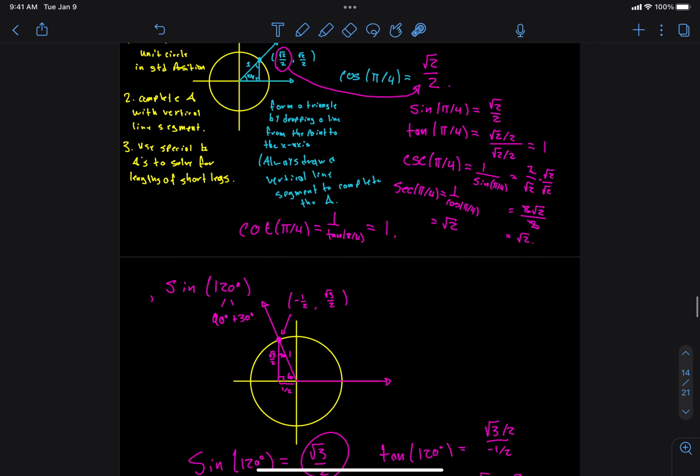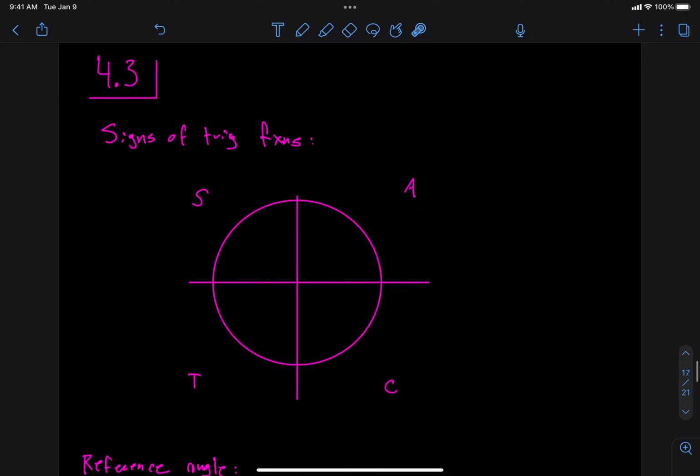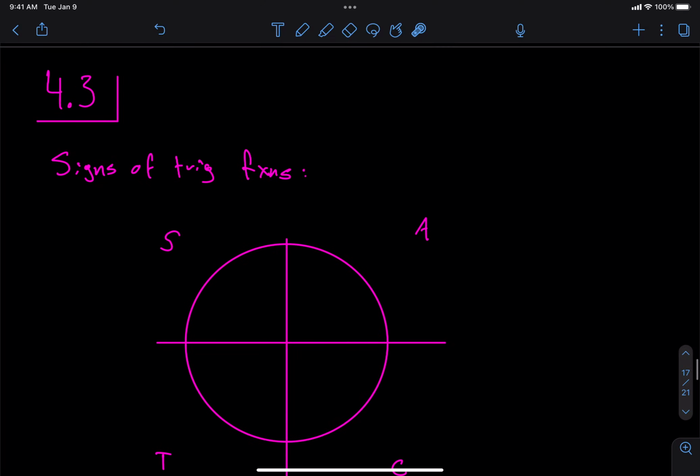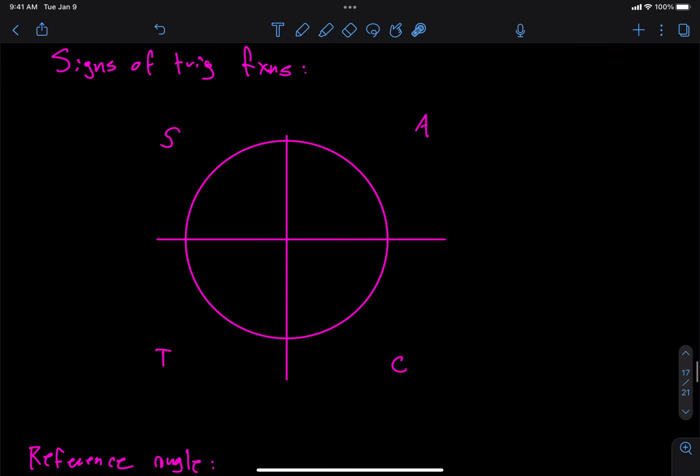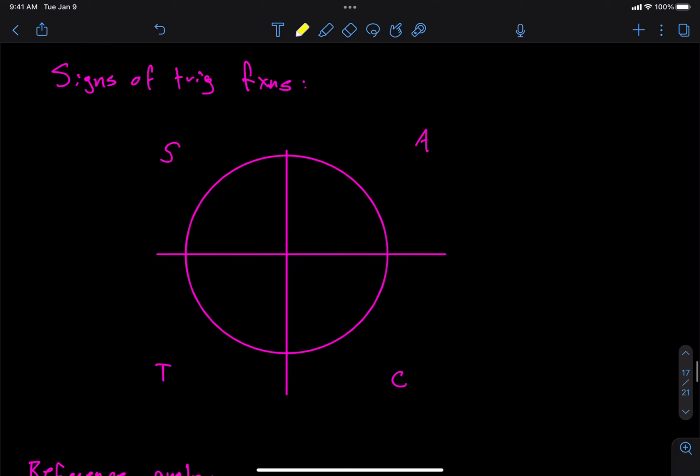All right, so let's move on to the next chapter then, and let's talk about what we already just talked about, which is the signs of the trigonometric functions, right? The signs of the trigonometric functions. So this acronym here is going to just tell us the signs. This just tells us the signs of sine, cosine, and tangent.